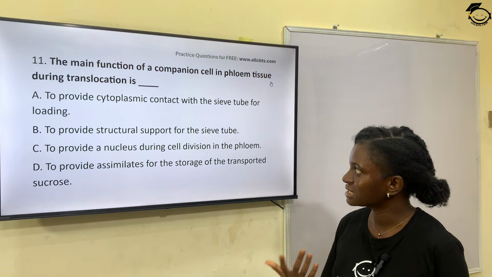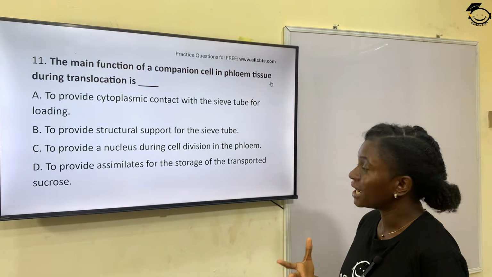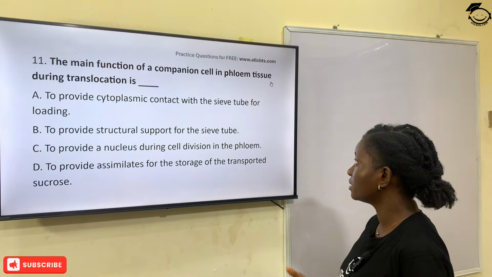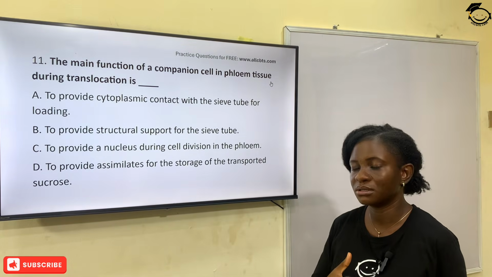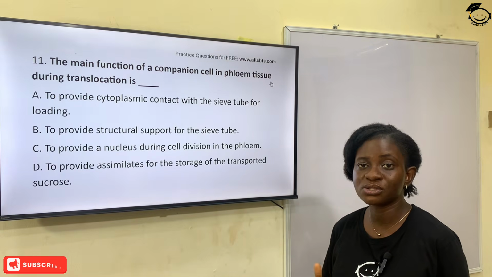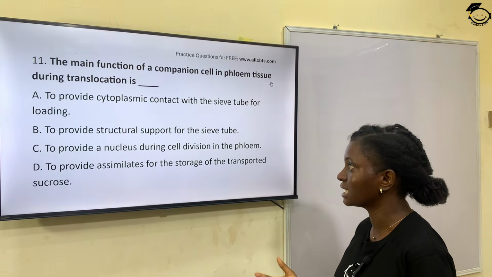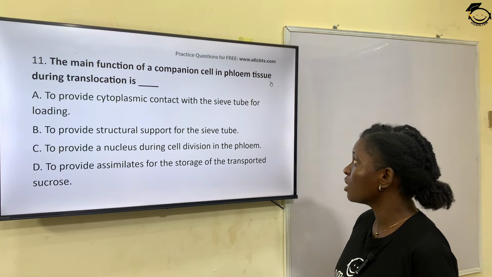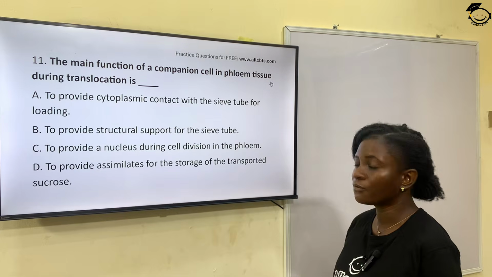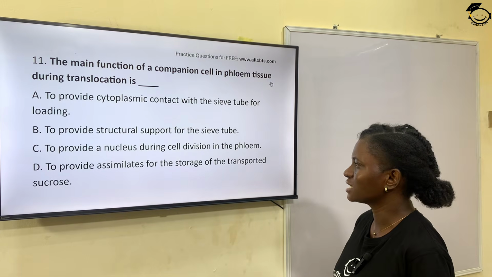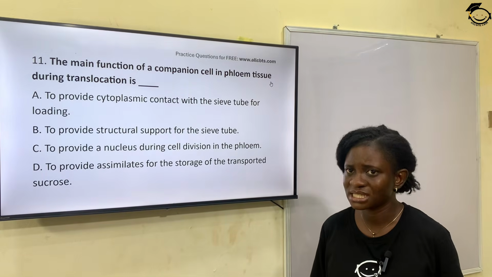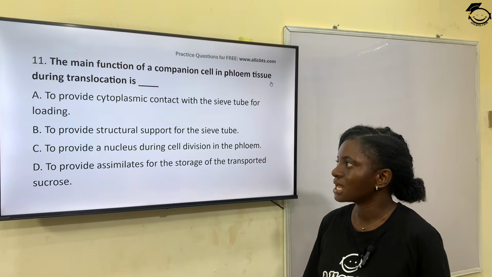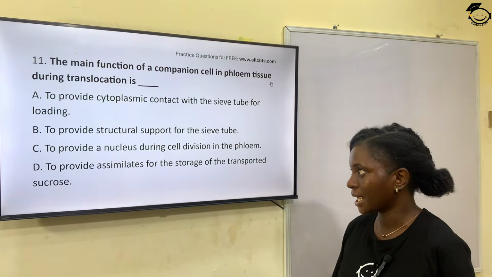So remember what I said, companion cell works along with sieve tube that is responsible for loading or the movement of food and water in plants. So the correct answer is to provide cytoplasmic contact with sieve tube for loading. That's the correct answer. It is not to provide structural support. That's not its function. So the correct answer is option A.